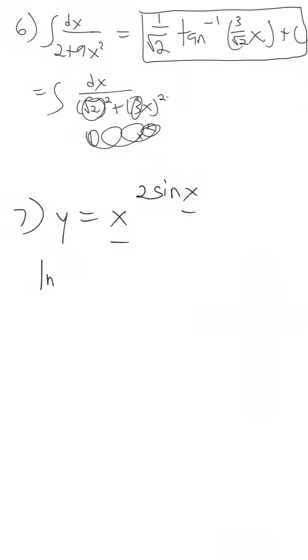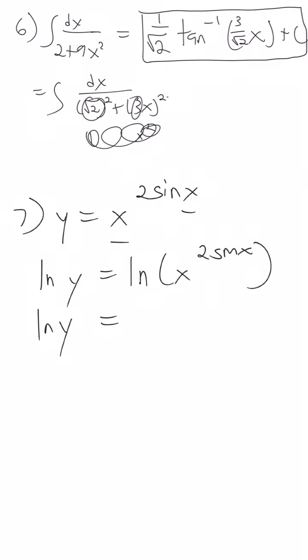So logarithmic differentiation says take the natural log of both sides. In theory, you could take the log base anything of both sides, but why would you choose a hard log? Use natural log on both sides. Now, the trick here is whenever you have natural log of x to some power a, you could bring the a to the front. So you get 2 sine of x natural log of x.